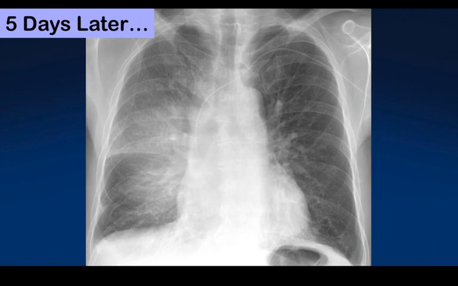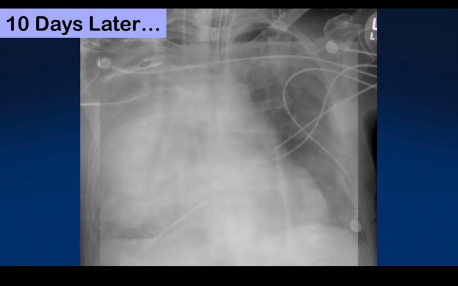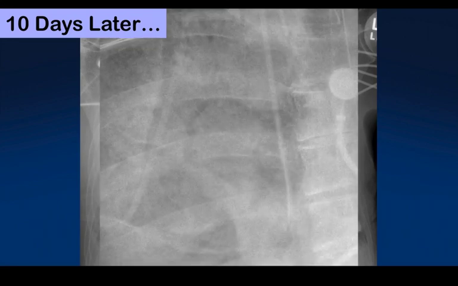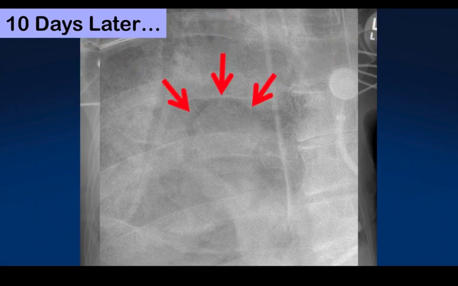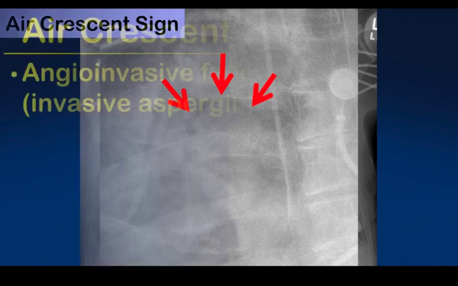5 days later, we see progression with increasing consolidation in the right lung, and at 10 days, near complete opacification of the entire right lung. Patient was actually having severe hemoptysis at this time. What I want to point out, however, is that the patient has developed this unusual crescent of lucency where that central area of nodular opacity was. This is an example of the so-called air crescent sign on chest radiographs.